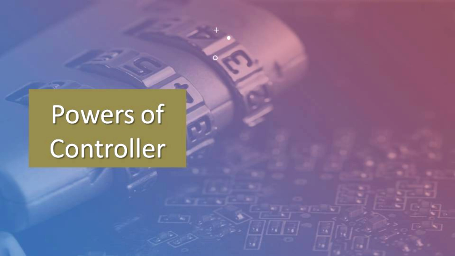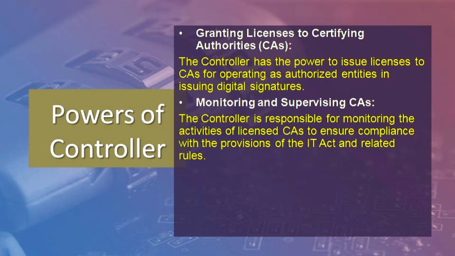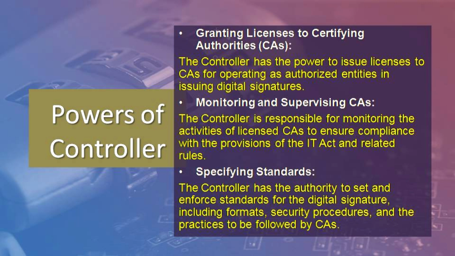Now, powers of the controller. When we talk of the CAs, what are the powers of the controller? Granting licenses to certifying authorities is the power of the controller, along with monitoring and supervising the CAs and specifying the standards. In detail, the controller has the power to issue licenses to CAs for operating as authorized entities in issuing digital signatures. The controller is responsible for monitoring the activities of the licensed CAs to ensure compliance with the provisions of the IT Act and the related rules. The controller also has the authority to set and enforce standards for the digital signature, including formats, security procedures, and the practices to be followed by the CAs, which are the certifying authorities.